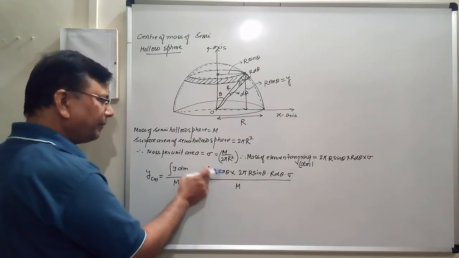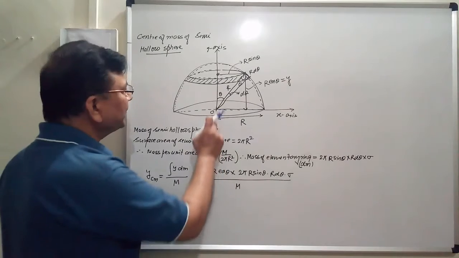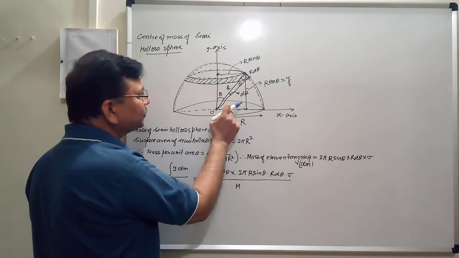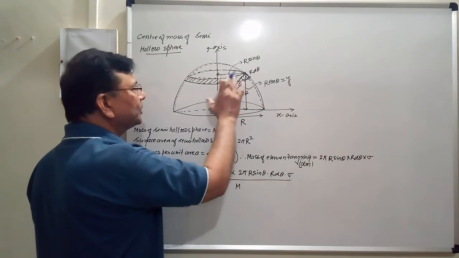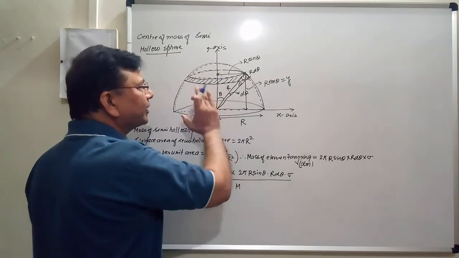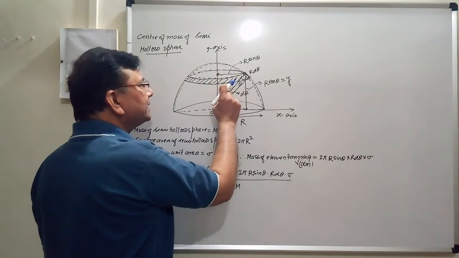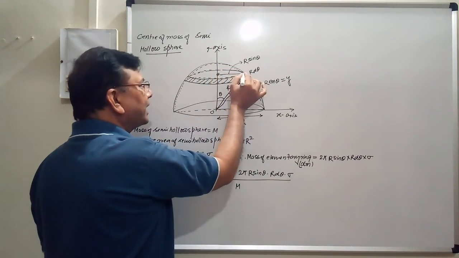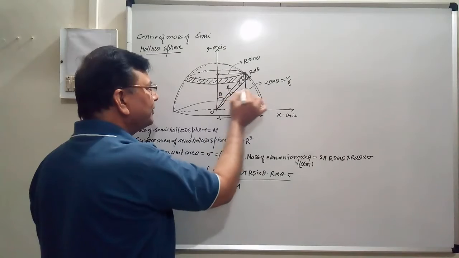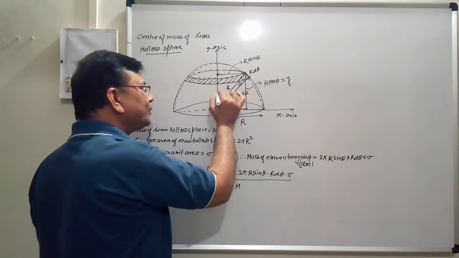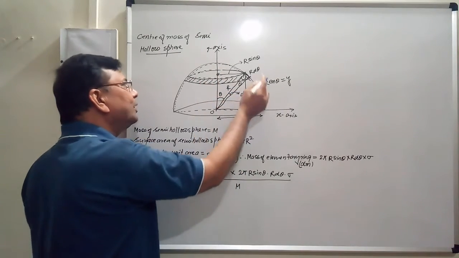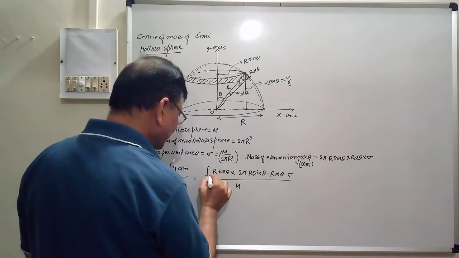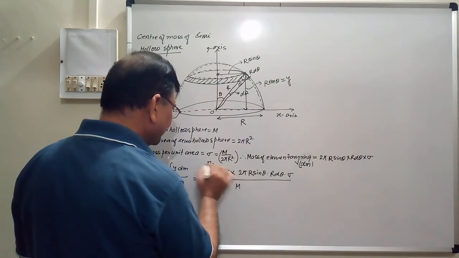And what is the limit for this integration? You see, if theta varies from 0 to pi by 2, from here to where it comes, the whole area will be covered. How? If theta is here, this ring will be formed, another ring will be formed, another ring will be formed. So this way, if your theta is varying from 0 to pi by 2, the total area will get covered. So it will be 0 to pi by 2.